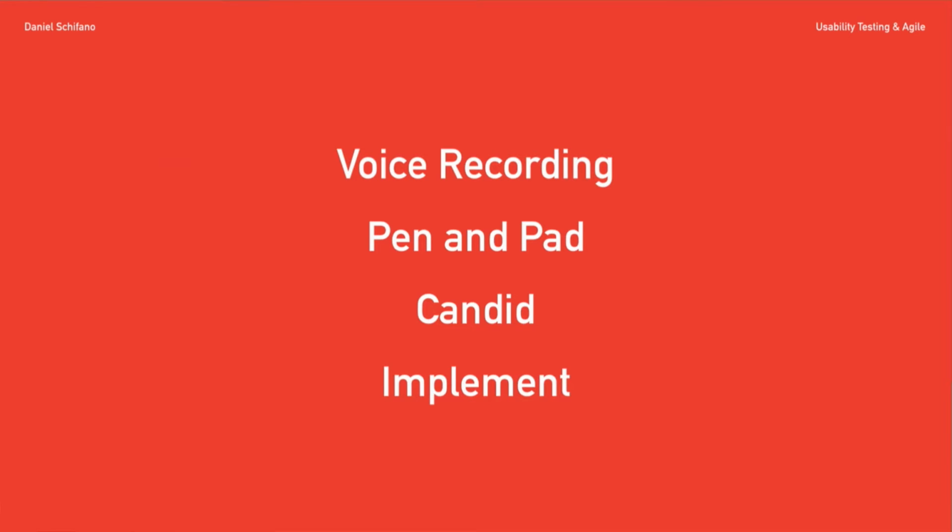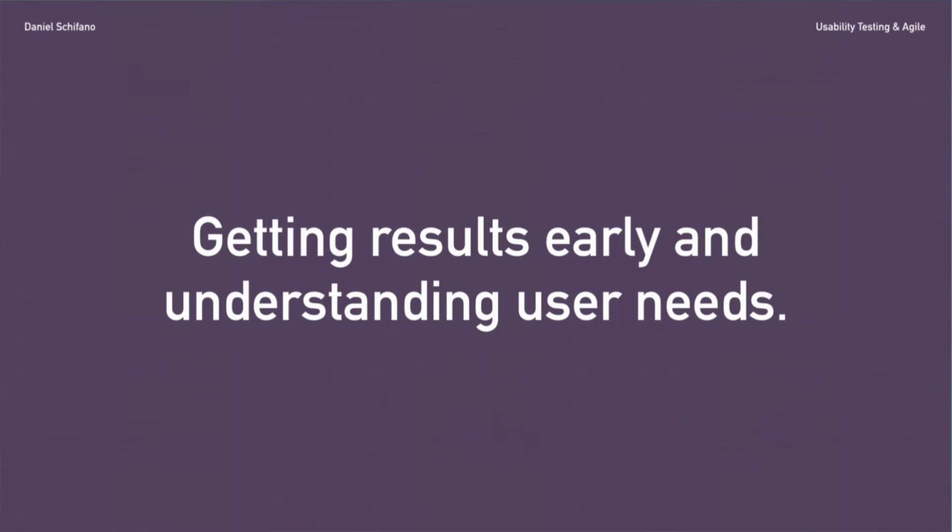And then we implemented right afterwards. We took everything that we learned from those tests, and we brought it back to the team, and we implemented from that sprint. It was great. The solution was implemented immediately. We got results early, and we understood the user's needs from the get-go. And we improved our new concepts, and we disarmed old assumptions. And we were actually validating features alongside developing them.